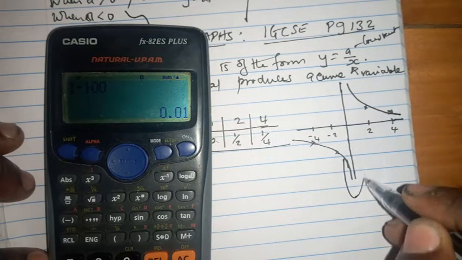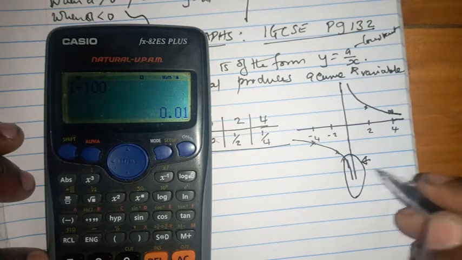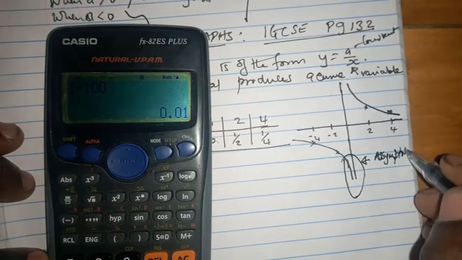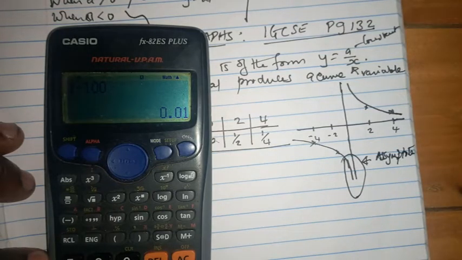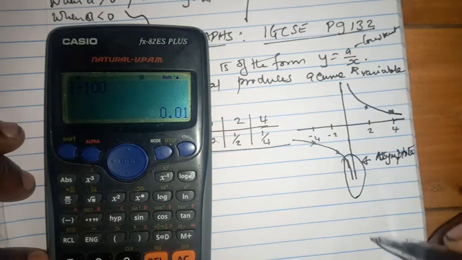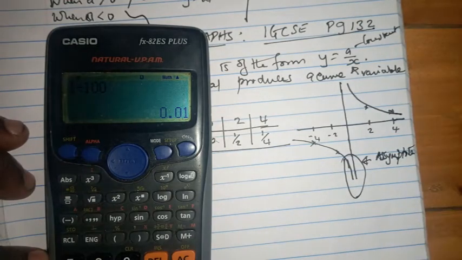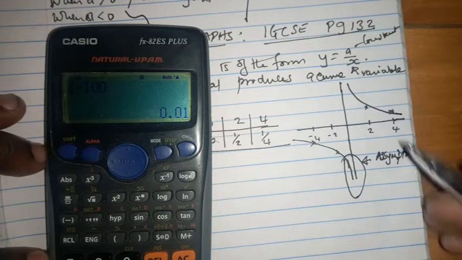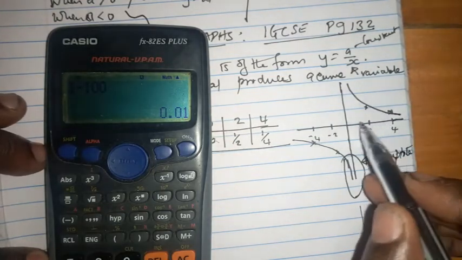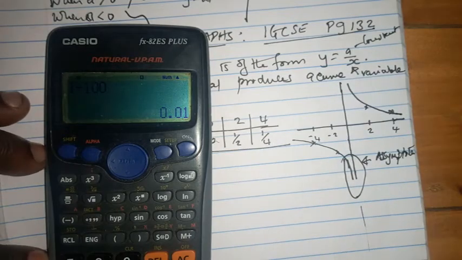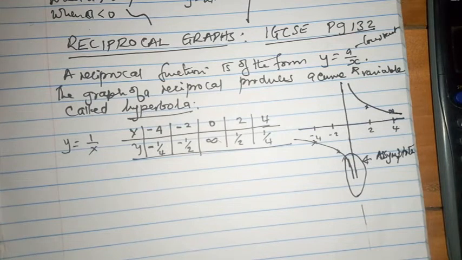This is what we call an asymptote. Asymptote means it's a graph that doesn't touch the axis. Even when it goes on forever, it doesn't touch. It will be very close, but it doesn't touch. It doesn't touch this side, or this side. So the graph of 1 over x is quite asymptotic. Fine.